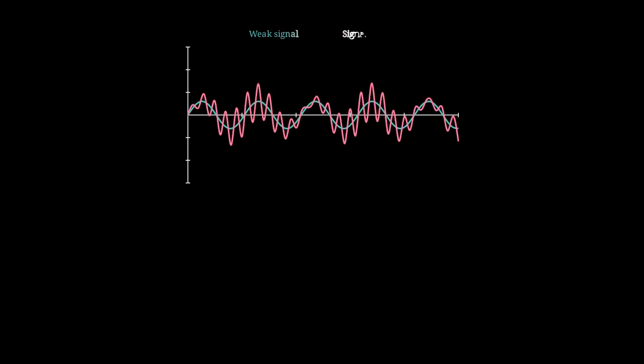Here we see a weak signal in blue that's barely detectable. Adding optimal noise in red creates fluctuations that help threshold detectors capture the signal. The output signal-to-noise ratio equals input SNR times a function of noise standard deviation. This function peaks at an optimal noise level.